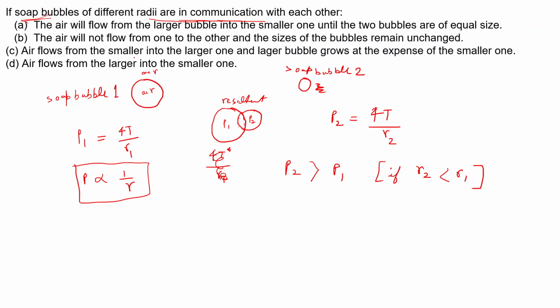So air will flow from the smaller into the larger one, and the larger bubble grows at the expense of the smaller one. The air will keep on flowing from the smaller to the bigger bubble until the pressure between these two becomes equal. So the correct statement is C. This is what will happen in this situation.